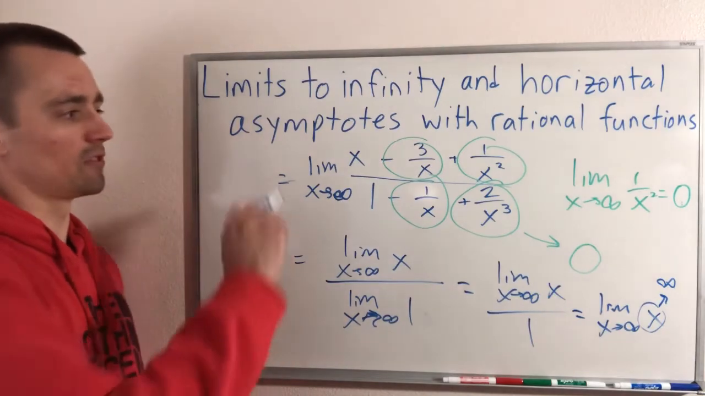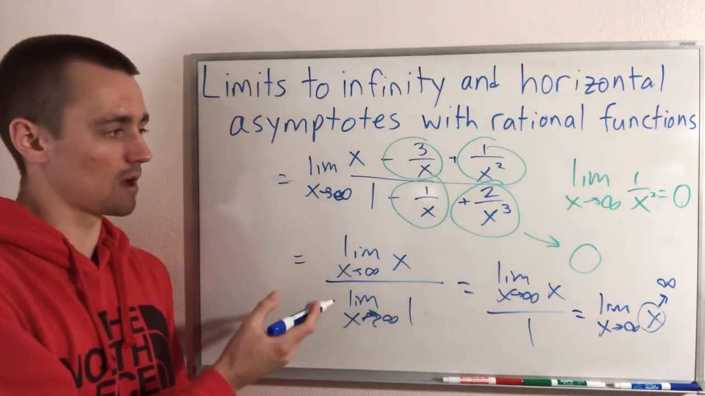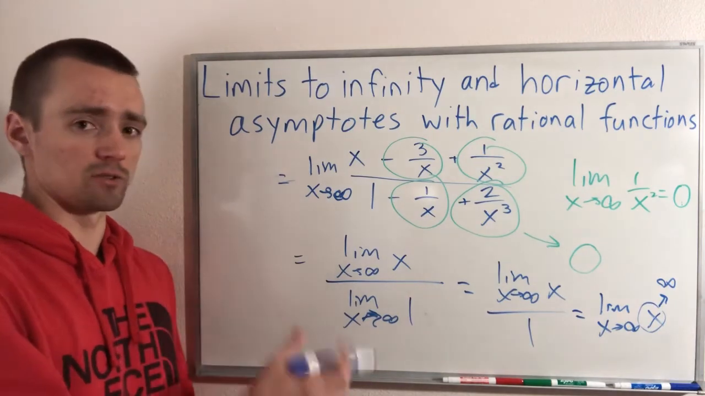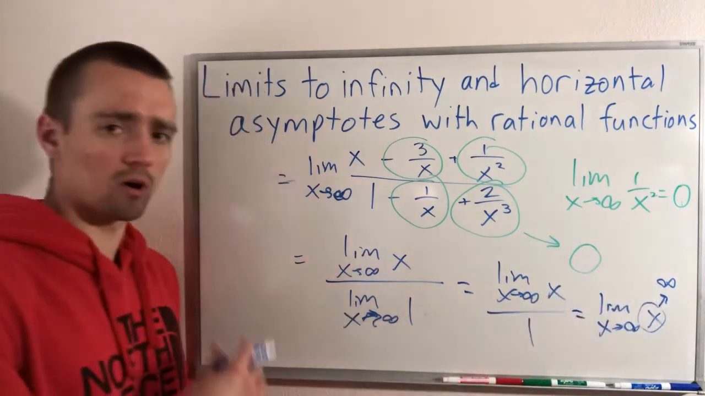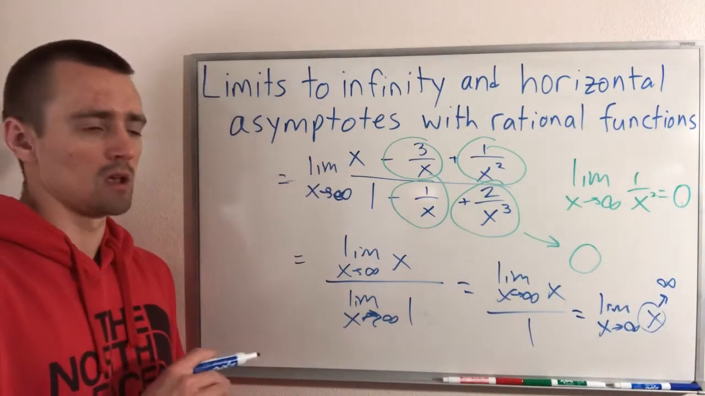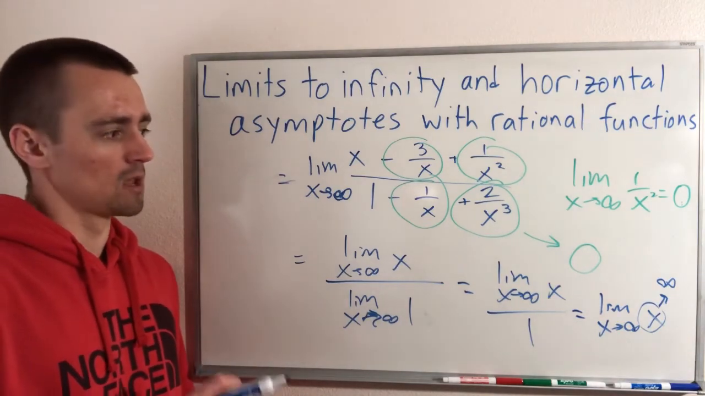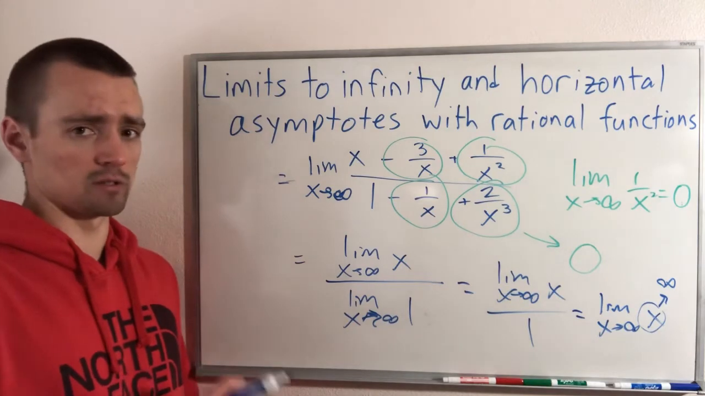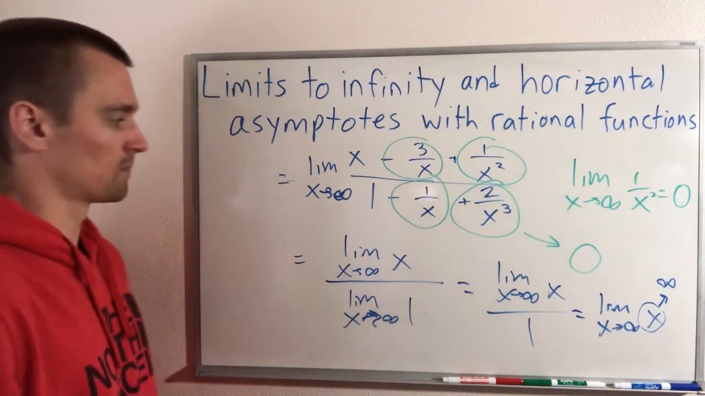So if the degree on the numerator is bigger than the degree on the denominator, the limit as x goes to infinity of this rational function is either going to be infinity or negative infinity if the coefficient of that term is negative. So you want to think about the sign if it's going to positive or negative infinity. But in general, it's either going to be infinity or negative infinity. So that's the first category.